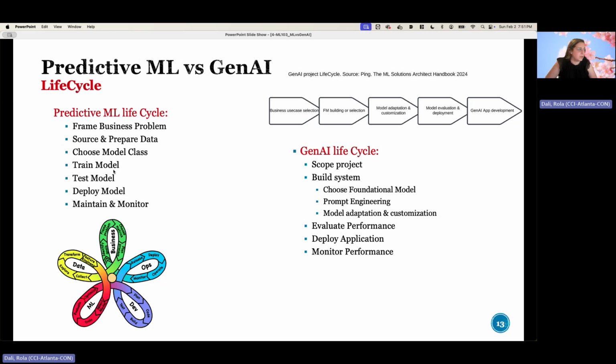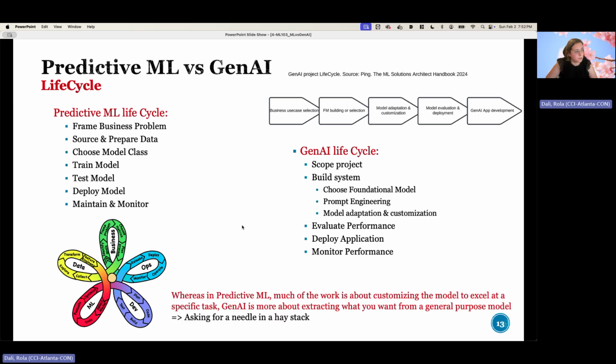The main difference really is about this whole sourcing your own data and training, which is not present in GenAI. Again, because of the price tag, maybe one day. Whereas in predictive ML, much of the work is about customizing the model to excel at a specific task, GenAI is more about extracting what you need from a general purpose model.